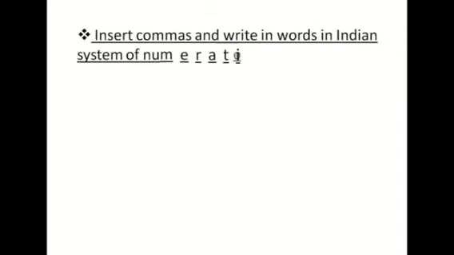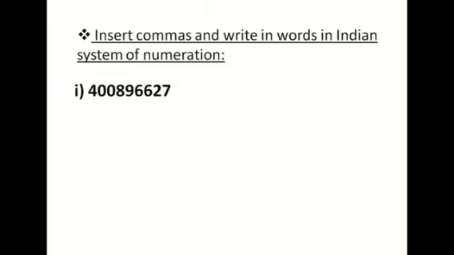Now look at the heading here. Please copy it also. Insert commas and write in words in Indian system of numeration. Copy question number 1. 400896627. So you have to draw the Indian place value chart. Then you have to place those digits in the right places. You have to insert commas and then you have to write in words. Okay. So please do it. I know you all can do. If you count, it is units, tens, 100, 1000, 10,000, lakh, 10 lakh, crore, 10 crore. So till 10 crore your place value chart will be there.